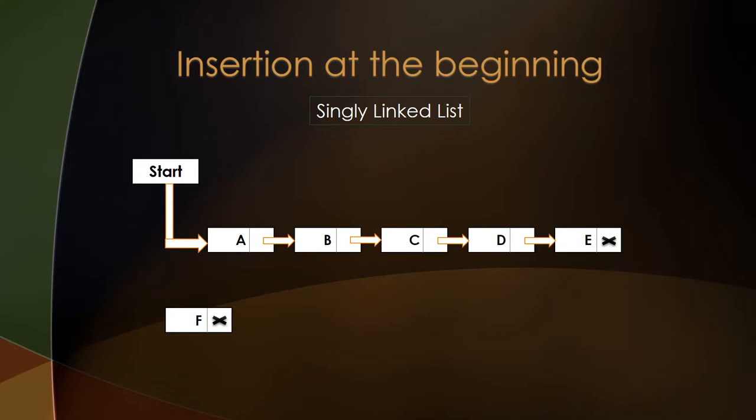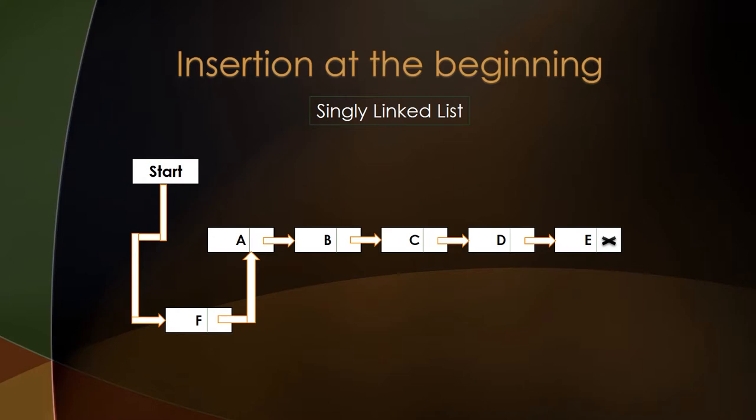So here it is, we have copied the address of the start pointer, that is the address of the beginning of A, into the next pointer of node F. And now we just need to change the start pointer to point to the new node F. And here it is, we have changed the address so that the start pointer just points to the new node F. And hence we have inserted a new node at the beginning of a singly linked list.